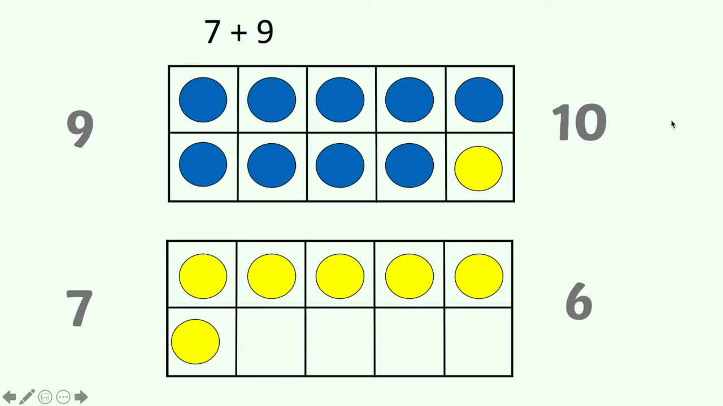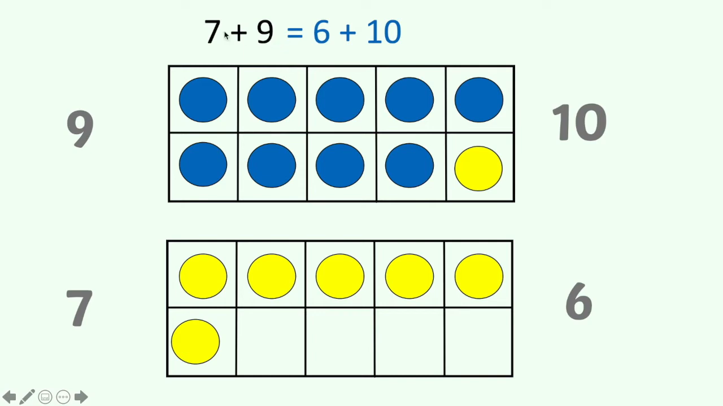So now I've got 10 and 6. My 7 add 9 fact has become a lot more straightforward. I've got the same amount altogether, but now I'm doing 10 add 6, and that's much more straightforward to do. 10 and 6 is 16. So 7 add 9 is the same as 10 and 6.